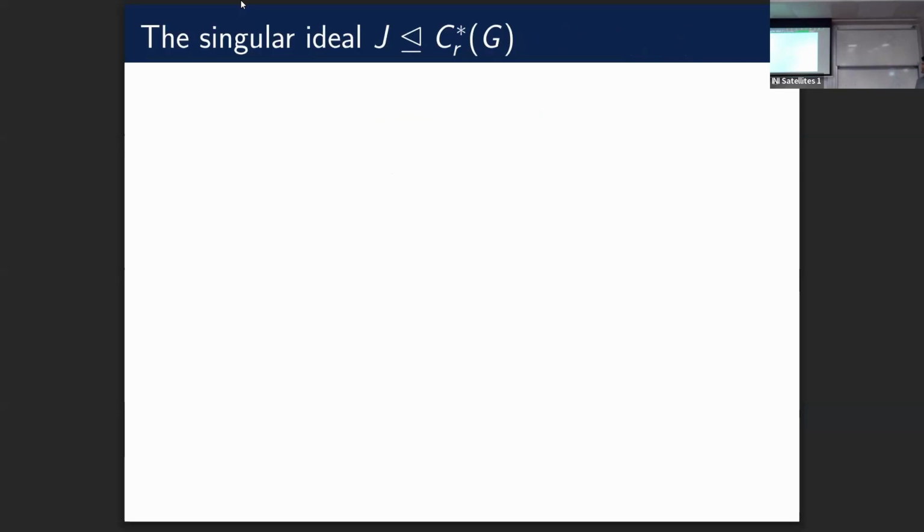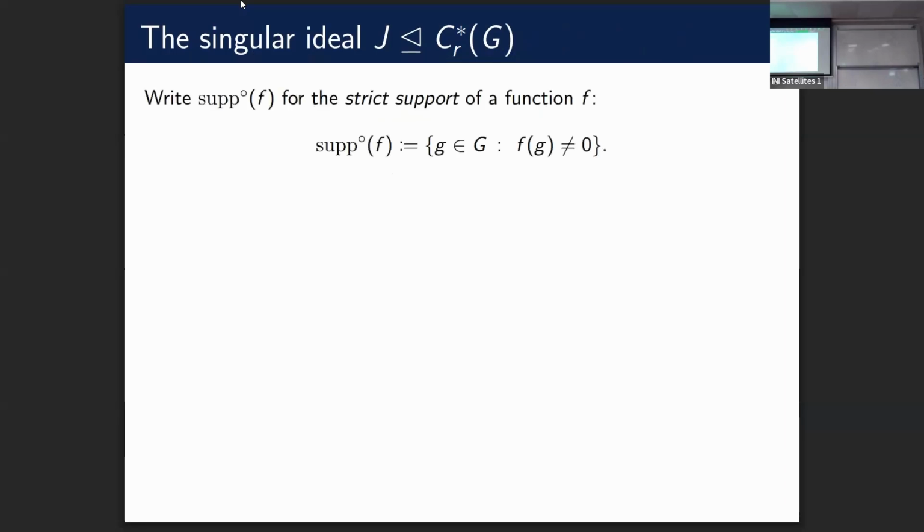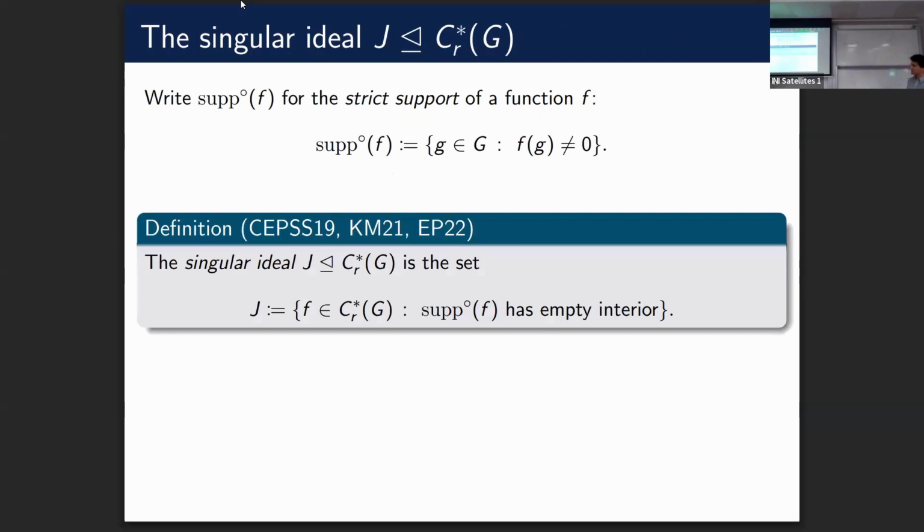Okay. We still have the problem of this singular ideal. So what do we understand about this? Sorry, I haven't actually defined it yet, but here's the definition. Given the function f, I write supp° for its strict support, the set of non-zero elements. And the singular ideal is the set of functions in the C-star algebra for which this strict support has empty interior.